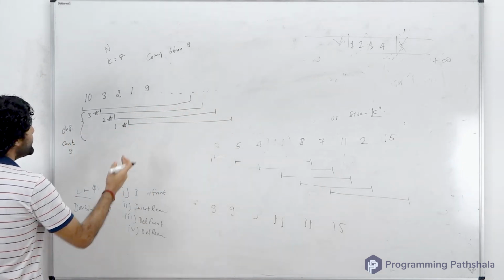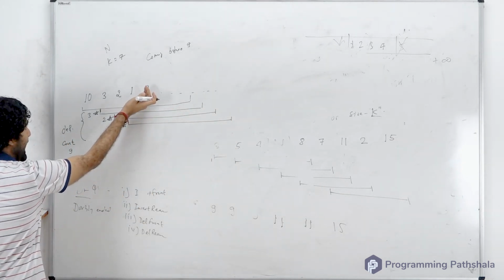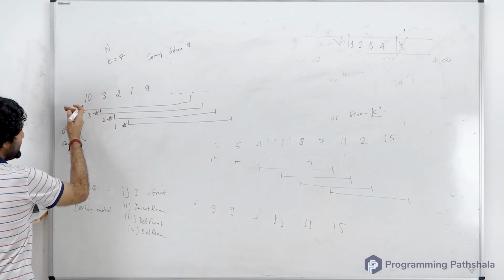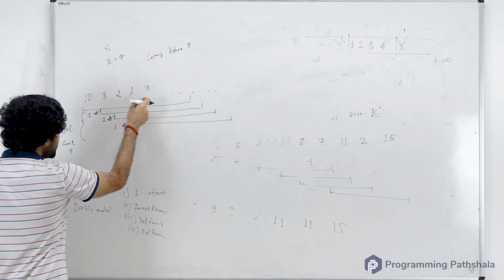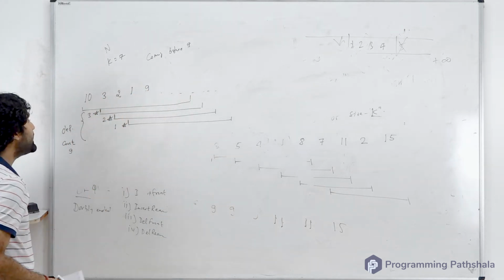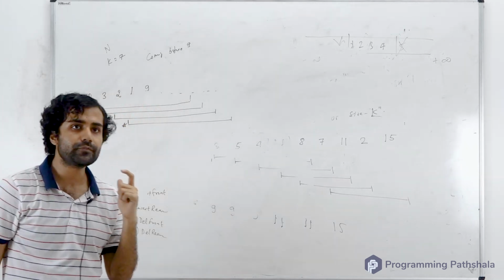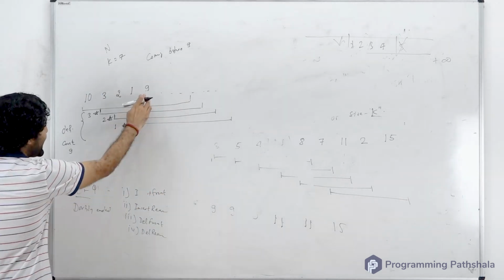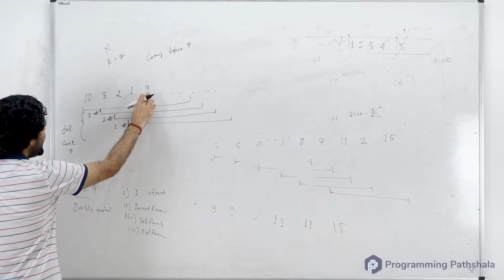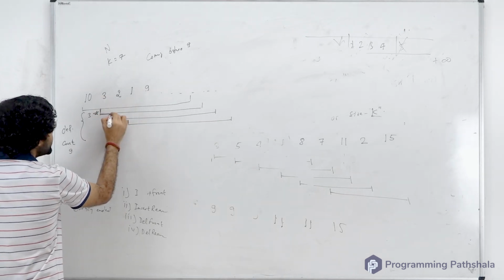So any window that comes at 9 or before 9 in the range of k is definitely going to contain this 9 within it. Now my question to you is simple. If this 9 is there, will it allow 3 to be the answer in this window?